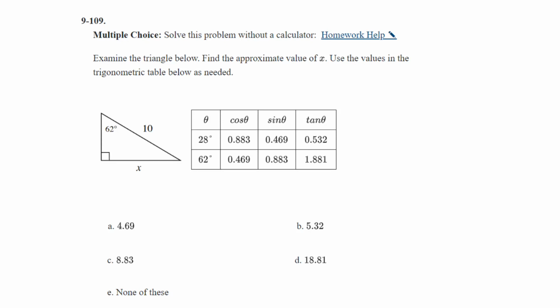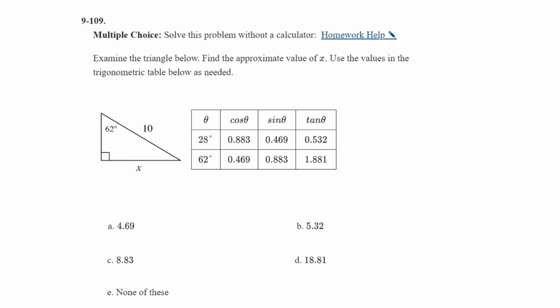Solve this problem without a calculator. Examine the triangle below. Find the approximate value of x. Use the values in the trig table below as needed. So we're looking for the value of x. So we have 62 degrees. We can use sine, which would be opposite over the hypotenuse.